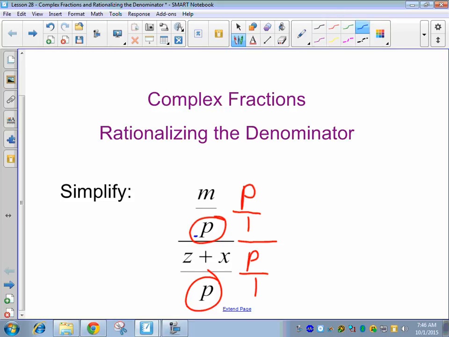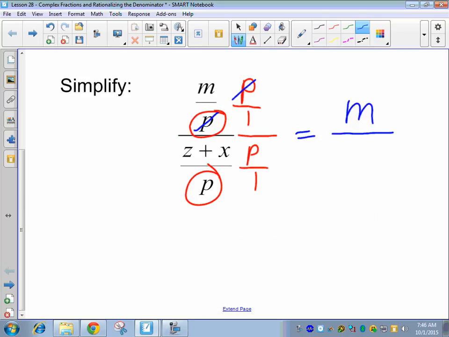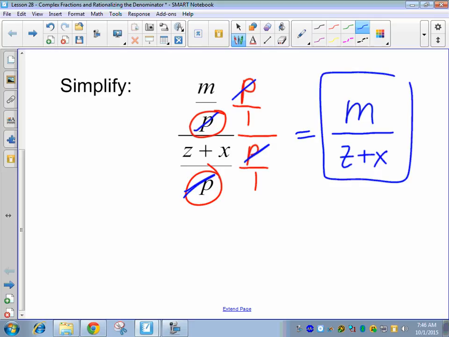So what happens here is that these p's cancel, and I'm left with m over 1, which is really just m. And same thing in the denominator here. The p's cancel, and we're left with z plus x over 1, which is really just z plus x. And that's all you have to do. Sam?